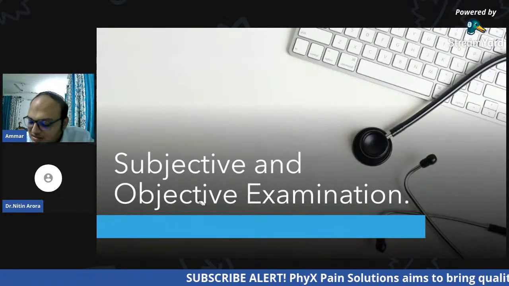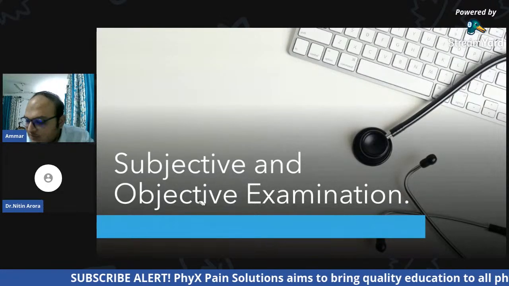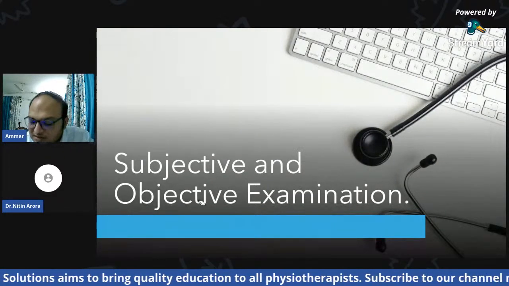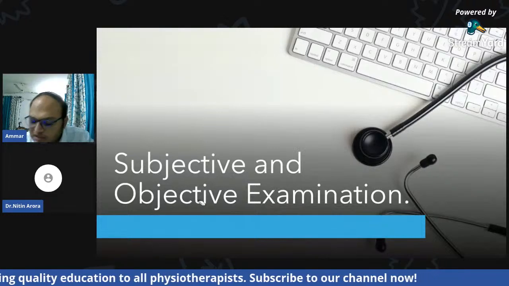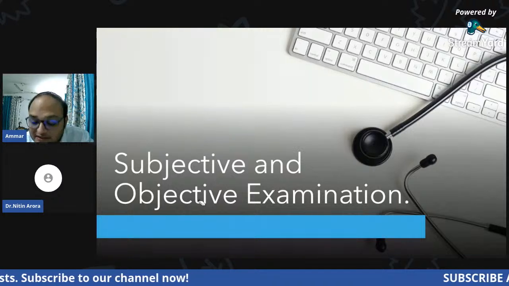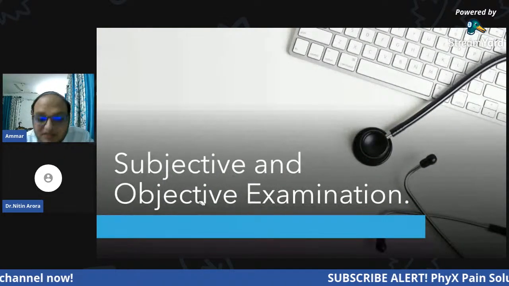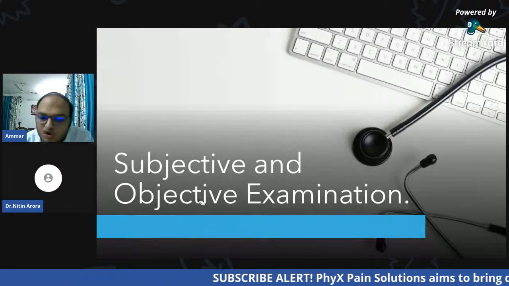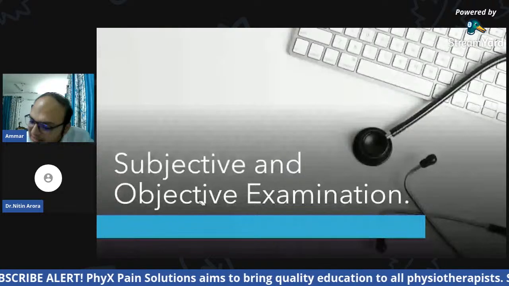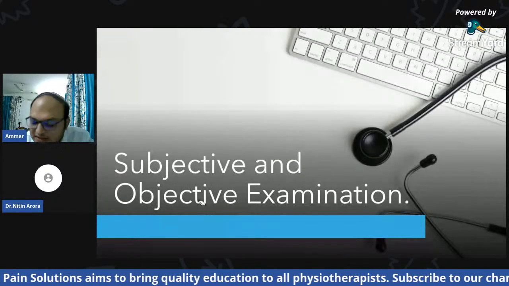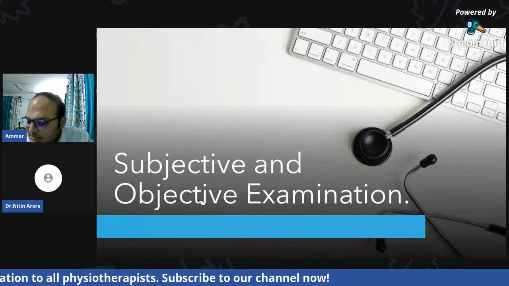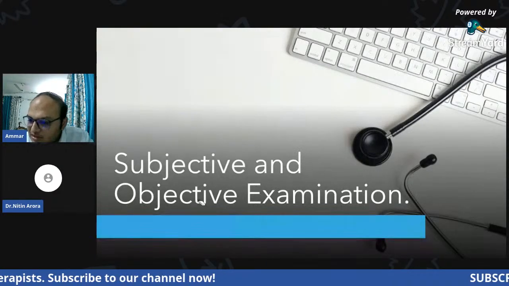Objective is when we get our hands onto the patient, when we touch the patient, when we ask them to do movements, any special test, any range of motion assessment, any MMT, strength testing or isometric testing. So objective is when you're handling your patient. My take home message here: after doing the subjective, before doing the objective examination, please take the consent of the patient. It's a very simple thing.